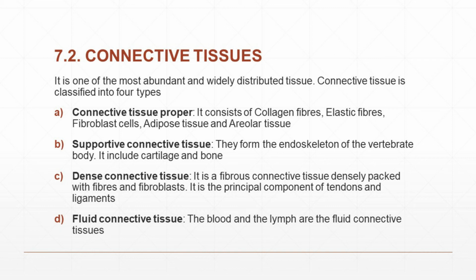Next one, dense connective tissue. It is a fibrous connective tissue densely packed with fibers and fibroblasts. It is the principal component of tendons and ligaments. The next one is fluid connective tissue. The blood and lymph are the fluid connective tissue which link different parts of the body.